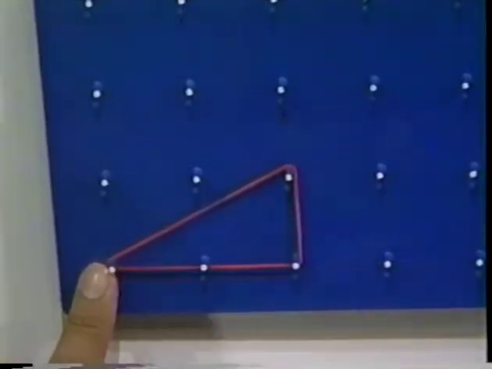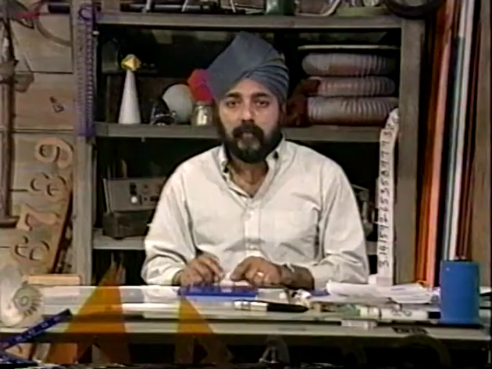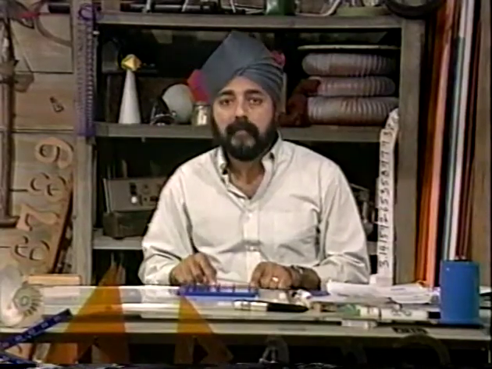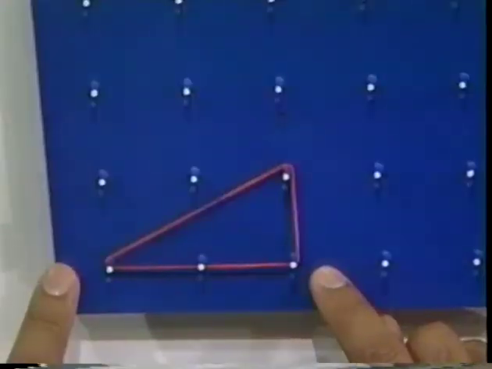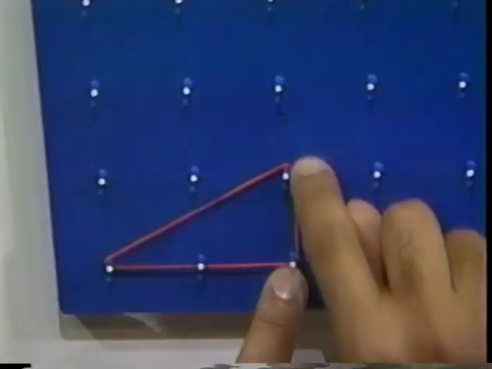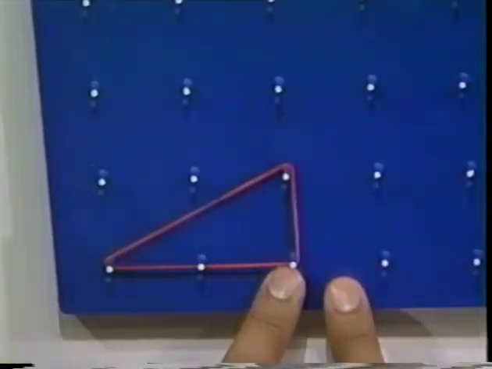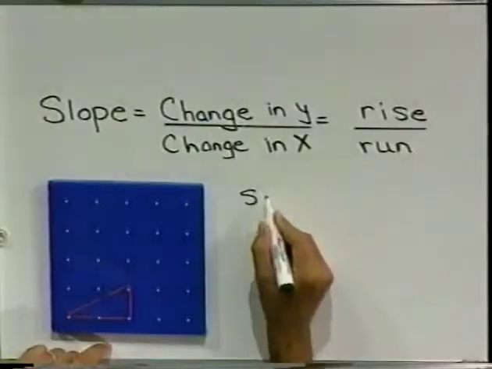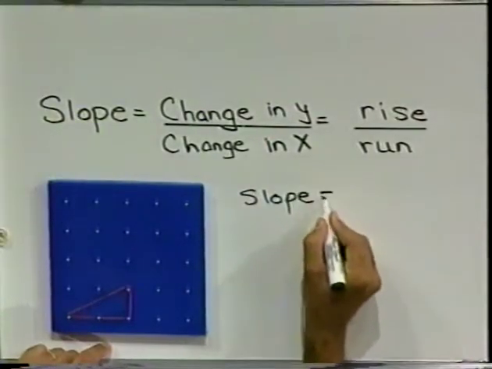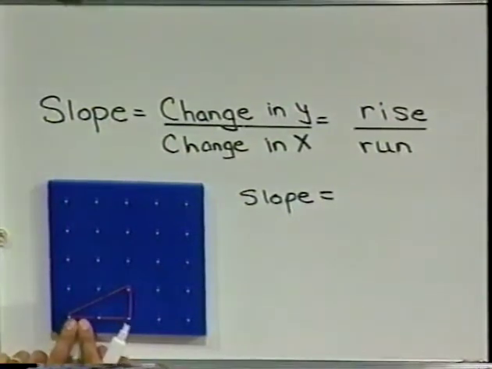Now remember, just like on a number line, movement to the right is positive, movement to the left is negative. Likewise, upward movement is positive, downward movement is negative. With that in mind, let's calculate the slope of this line. The run is 2 units to the right.